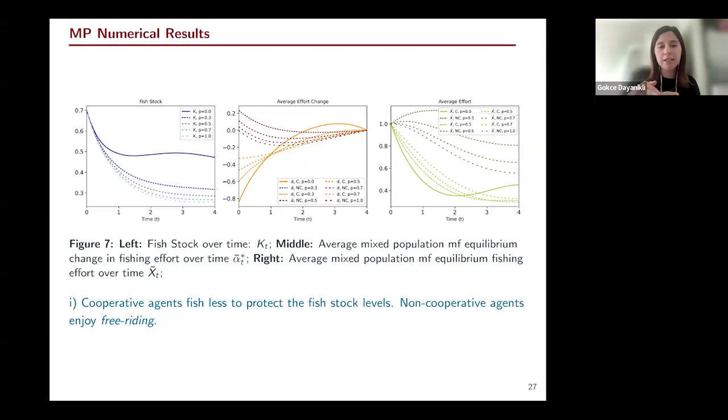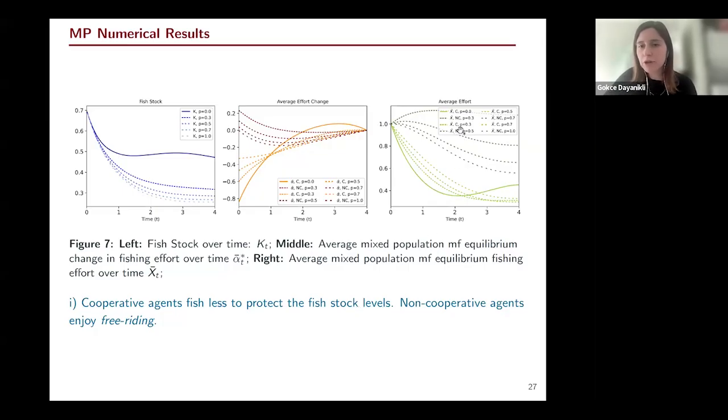When we have the light blue, very sparsely dashed lines, it is going to be P equals to 1, which is the mean field game setting. So this can be like everyone is cooperative. This is everyone is competitive. So what we observe in these plots is that we see that cooperative agents are going to fish less to protect the fish stock levels.